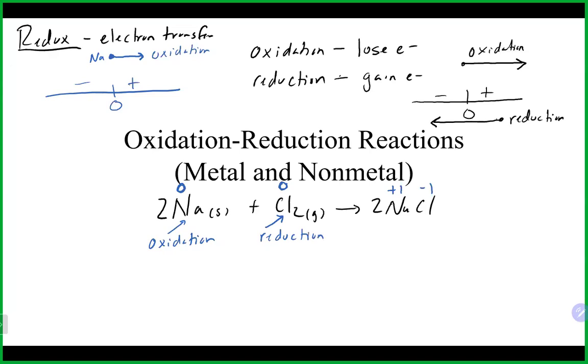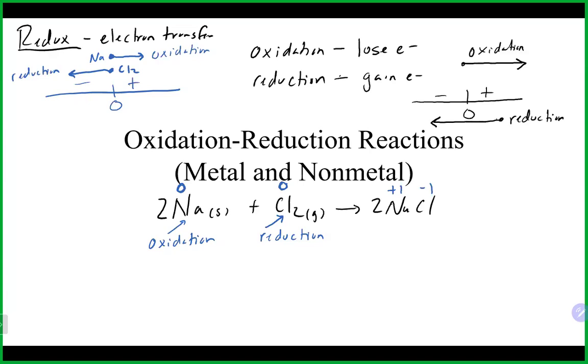But even if you weren't convinced that they occur together or could remember that, you could still do the same thing for the chlorine that we did for the sodium. So if we look at the chlorine on the left-hand side, the chlorine is starting at 0. And on the right-hand side, it's ending at -1, which means it is moving in the negative direction. And again, when you move in the negative direction, it means you are going through reduction. Any questions on that there?